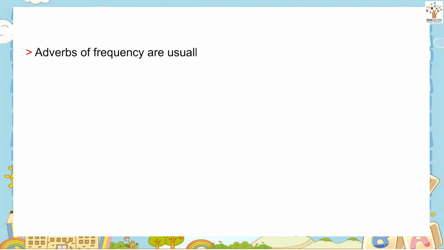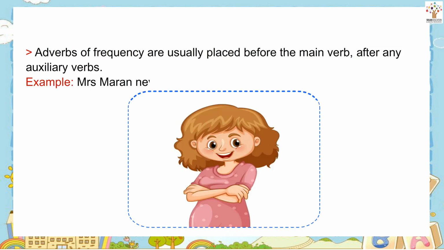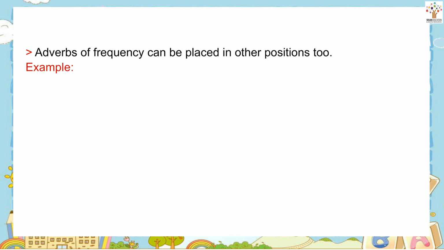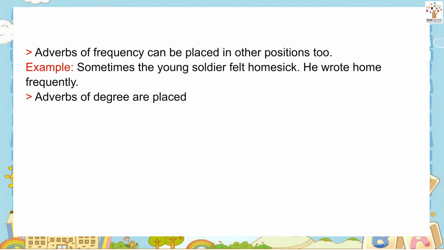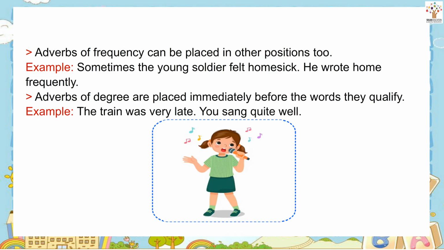Adverbs of frequency are usually placed before the main verb, after any auxiliary verbs. Example: Mrs. Maran never gets angry. Rohan had always travelled by train. Adverbs of frequency can be placed in other positions too. Example: Sometimes the young soldier felt homesick. He wrote home frequently. Adverbs of degree are placed immediately before the words they qualify. Example: The train was very late. You sang quite well.